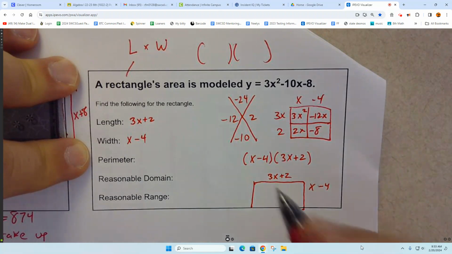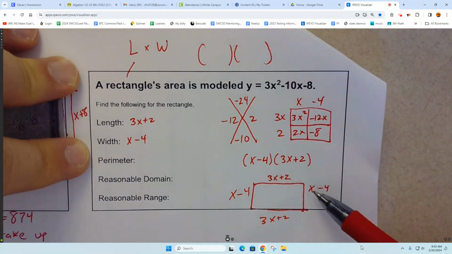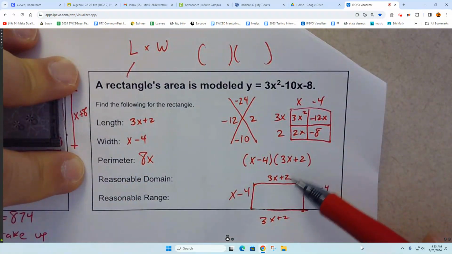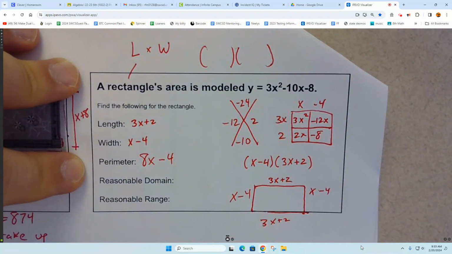Add all the sides. Well, this side over here is 3x plus 2, and this side over here is x minus 4. So that means I have 3x, 4x, 7x, 8x. In numbers, I got minus 4. Is that right? Yeah.